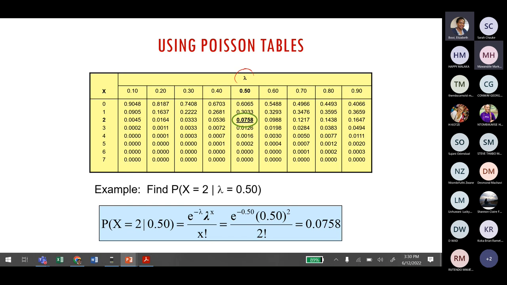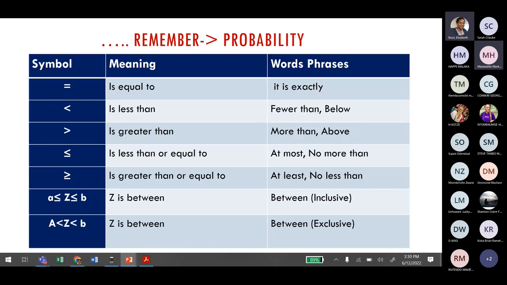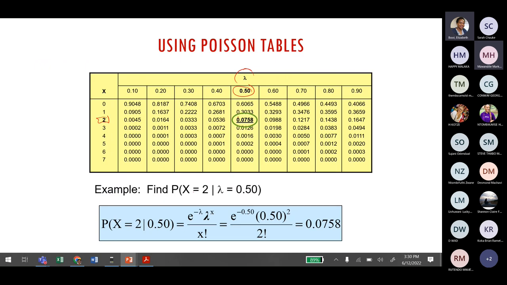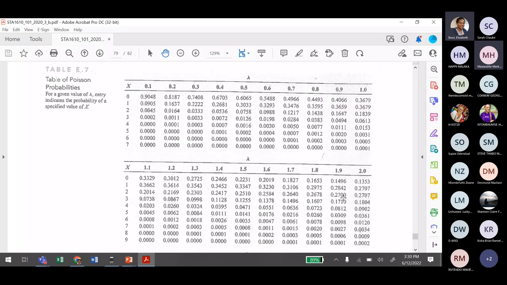So answering the same question that we have here, we look for the lambda table that has 0.5, and we know that we're looking for X equal to 2. We go to where X is 2 and where they both meet, that will be the probability that we're looking for. And you can see that whether you use the formula or the table, you will get the same answer. Let's look at the actual table. This is table E7 that you're going to be using to answer any of the questions that we're going to be doing just now.